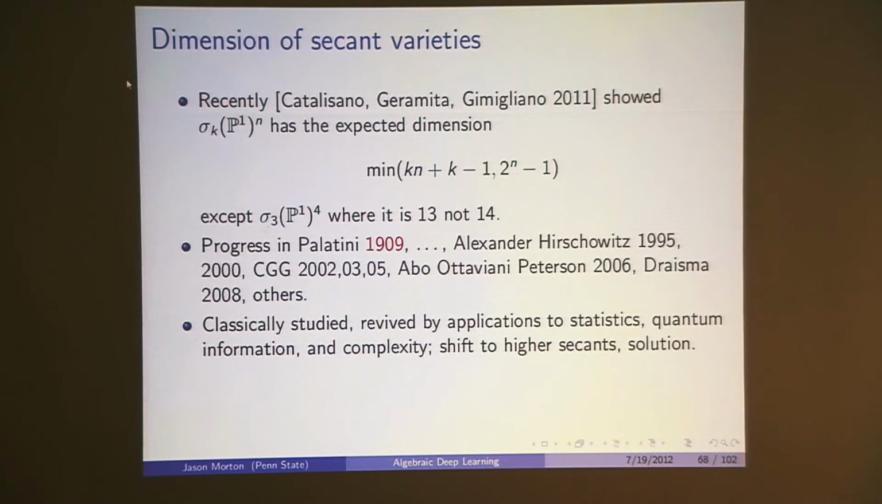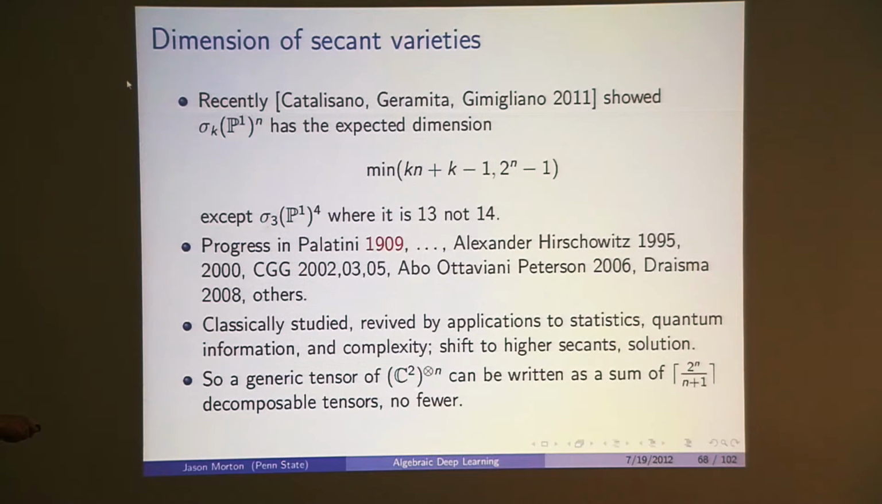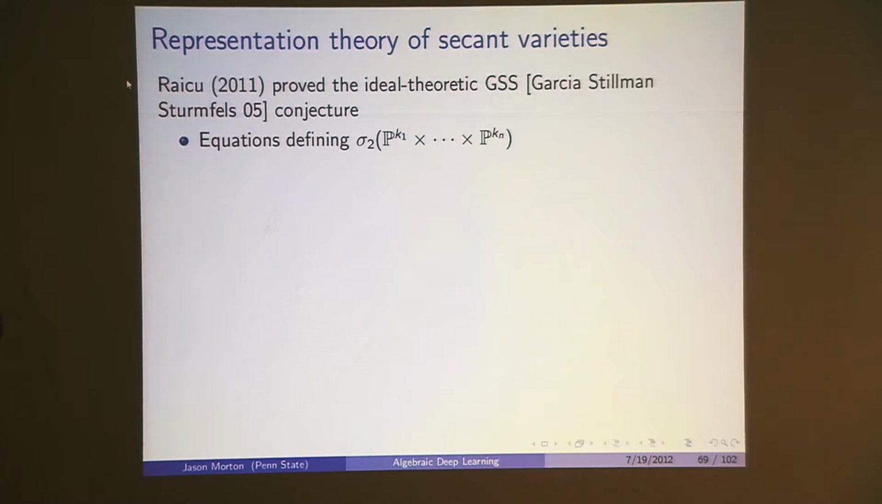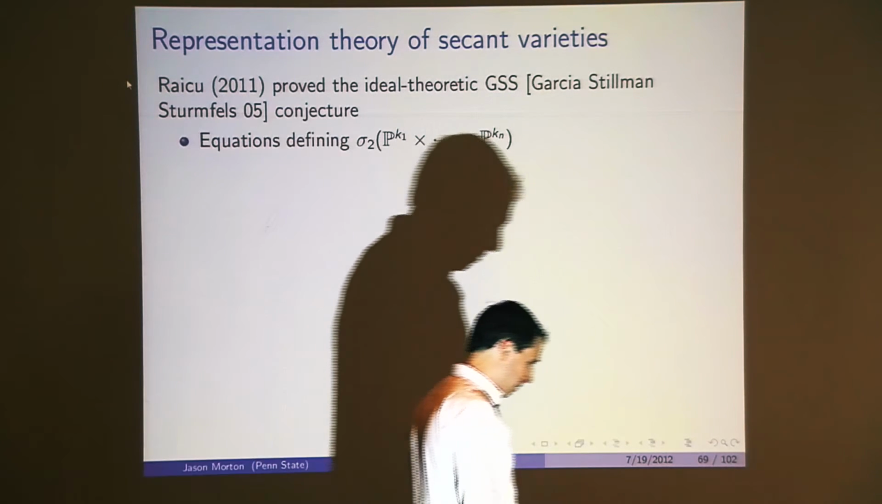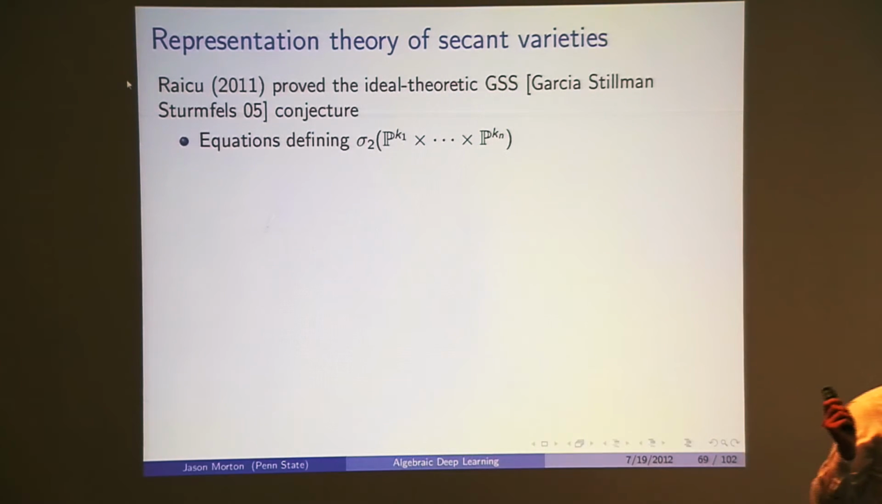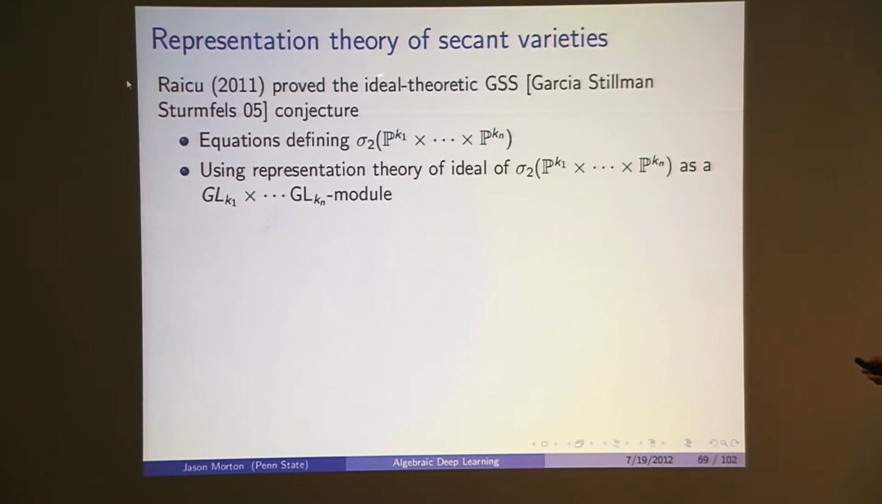And another way of saying this is that a generic tensor of C^2 tensor to the n can be written as a sum of 2^n over n+1 decomposable tensors, product distributions, and no fewer. There's an ideal theoretic version of this thing. So I said earlier that in a nice case, we get the equations of this object, the secant of Segre or naive Bayes model, being defined by flattenings, minors of flattenings. So this was also recently shown to be true.